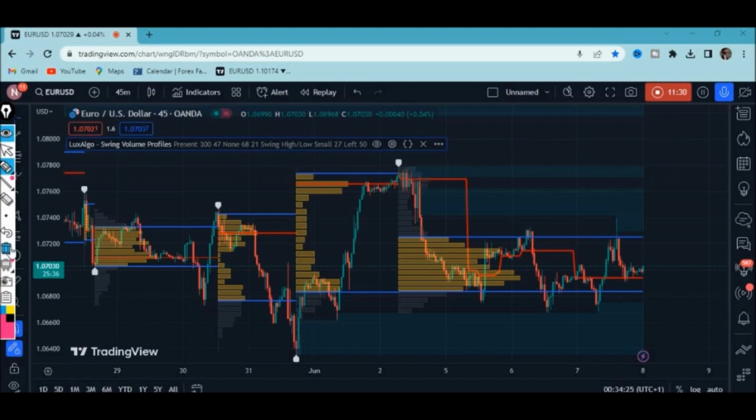So guys, I hope you have learned something from this video regarding a volume profile trading strategy using a very brand new indicator by LuxAlgo called the Swing Volume Profiles. A very great indicator indeed.